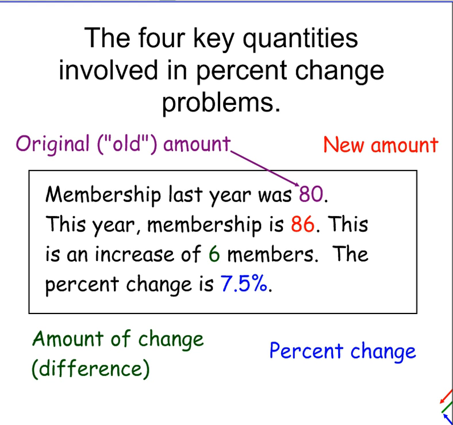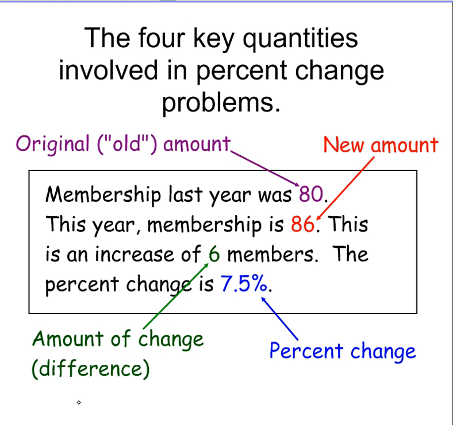The first key quantity is the original amount, or the starting amount, or sometimes called the old amount, which is 80. The second key quantity is the new amount, which is 86. It's the amount after the change. The third quantity is the amount of change, which is the difference between the old amount and the new amount. It may happen, if it's a decrease, that the new amount will be smaller than the old amount, but you still subtract. Finally, the percent change is the fourth key quantity.